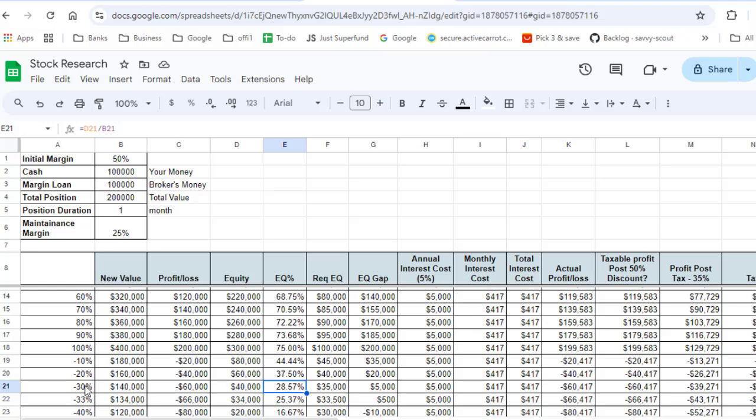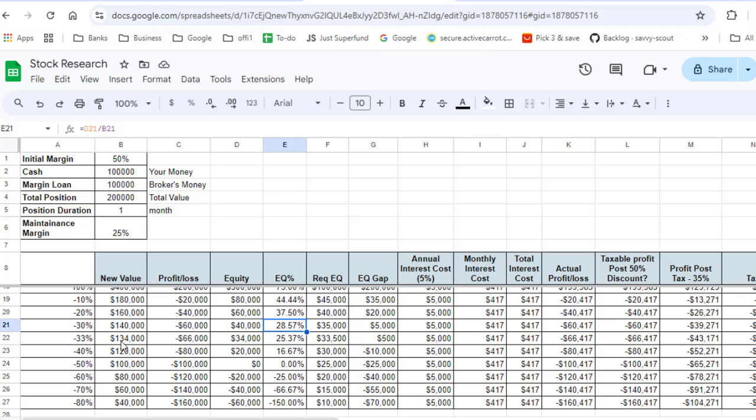If the stock keeps on falling, this equity percentage or the margin percentage also keeps falling. And down here you can see that somewhere around this level, the margin percentage is dropping to around 25%. Till this point as well, it is okay because the equity percentage or the margin percentage is above 25%. But as soon as the equity percentage drops below 25%, margin call is invoked.